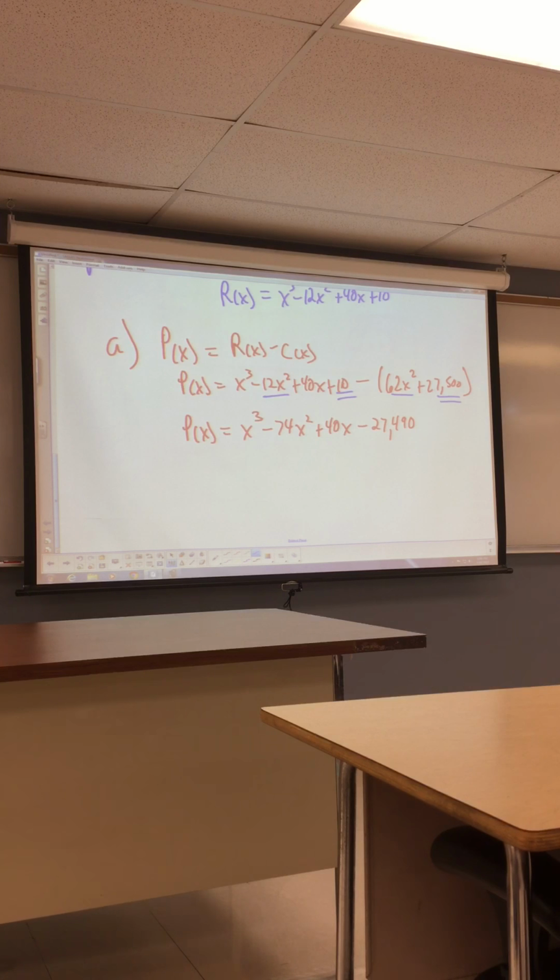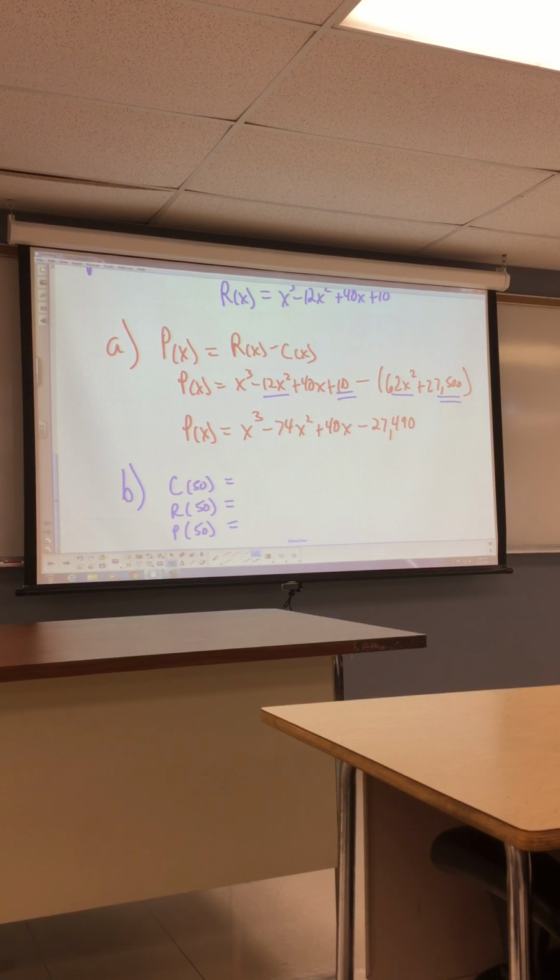So that's part A, just write down the profit function, is that okay? Alright, part B. It says total cost, revenue, and profit from the production and sale of 50 units of the product. So they want to know now how much all three of my functions will be if I make 50 units. So they want to know what is the cost of 50, what is the revenue of 50, and what is the profit of 50. Now, how would you figure these out? Plug it in. You just plug 50 into each one of them.